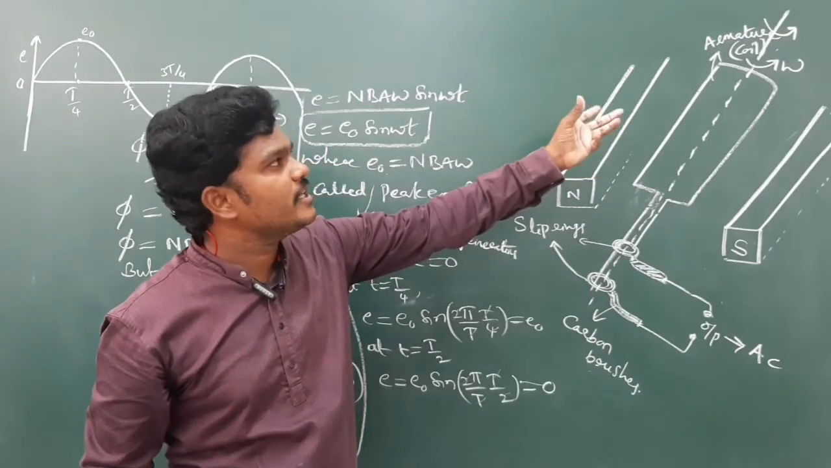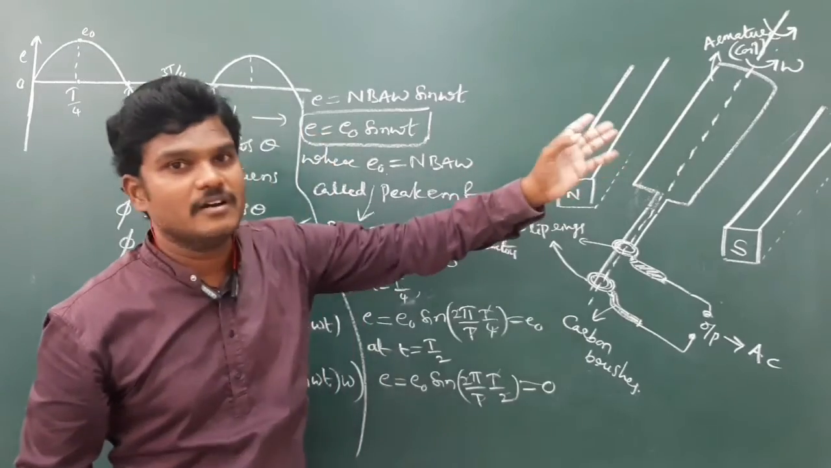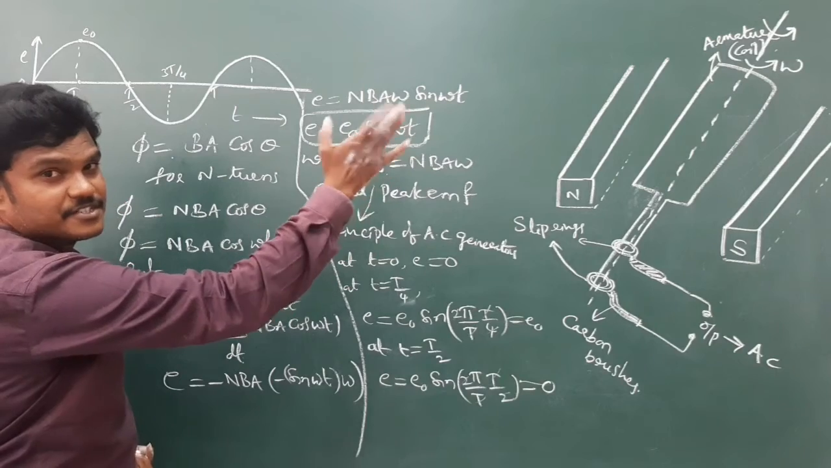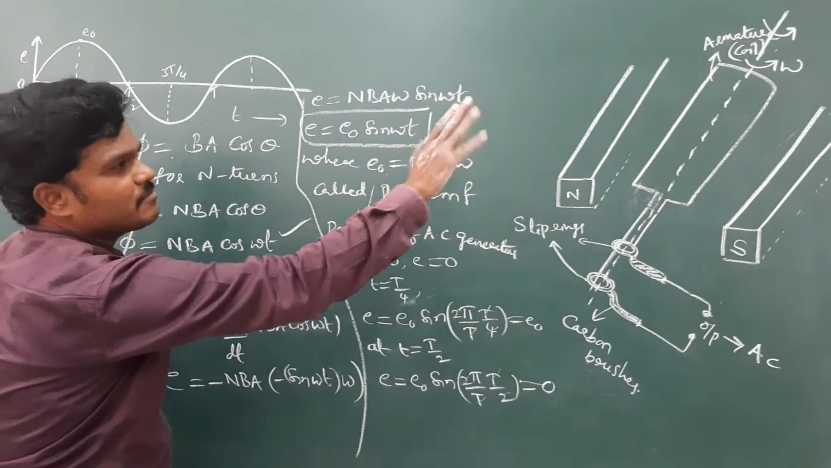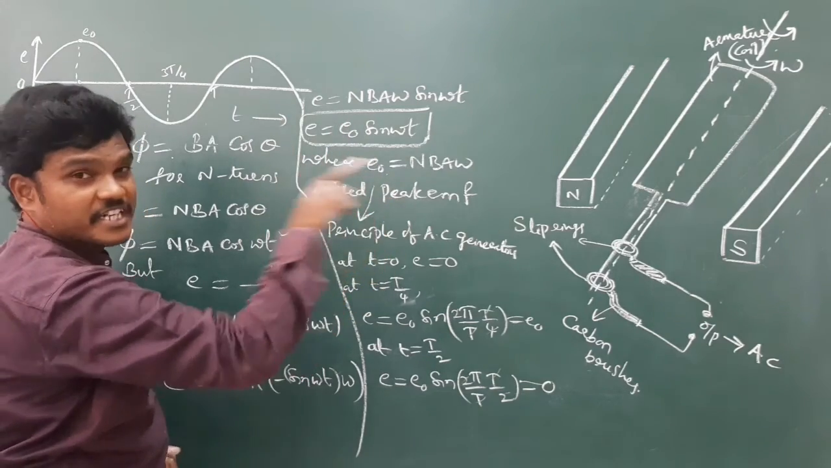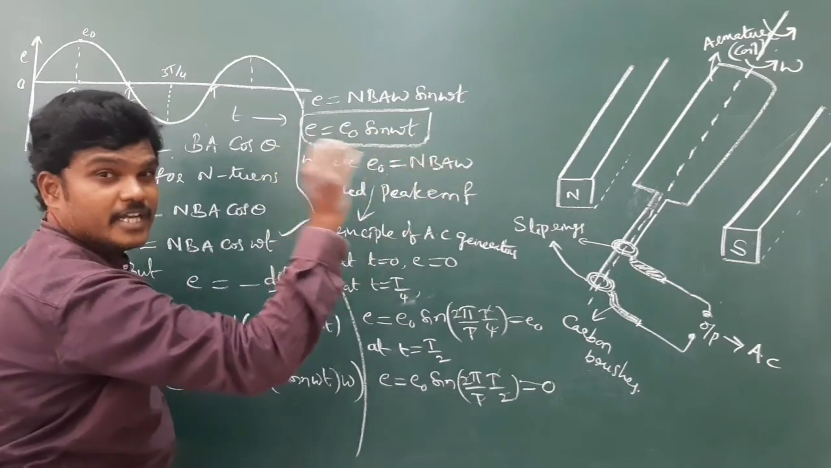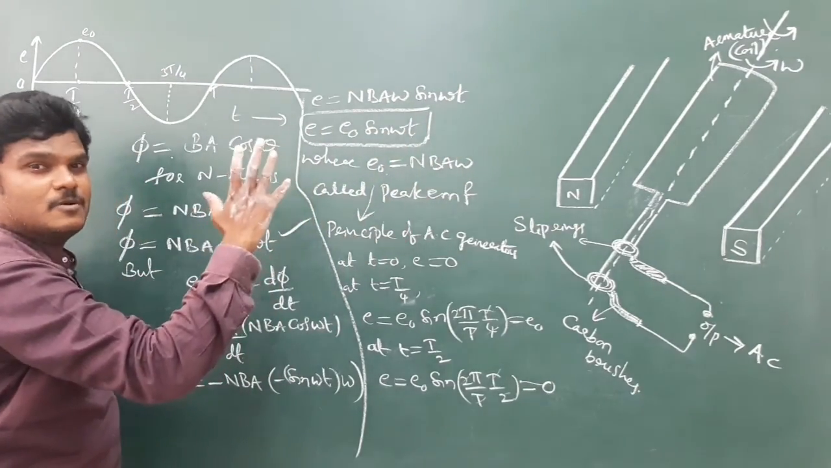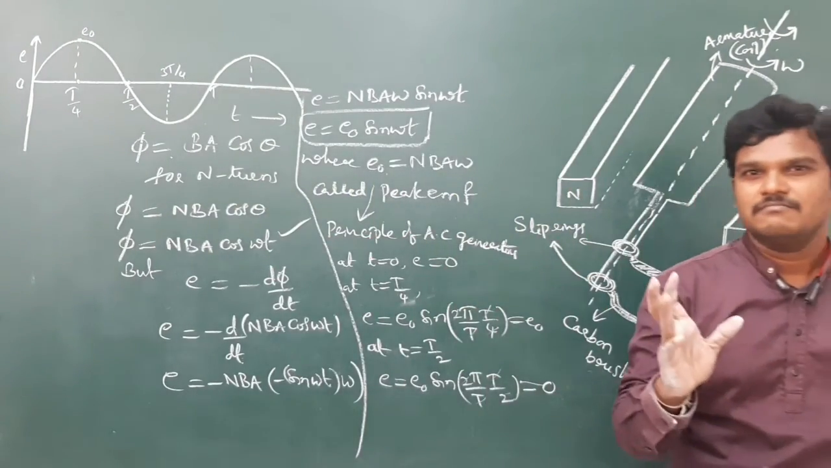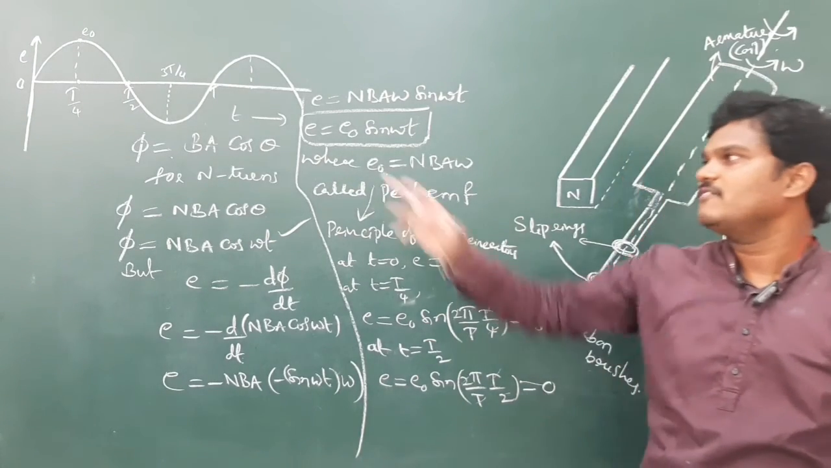Whenever the coil is rotated by an external agency with an angular velocity omega, the coil cuts the magnetic field lines. Once the coil cuts the magnetic field lines, the angle between the magnetic field and the area vector changes. Once that angle changes, definitely the flux changes.